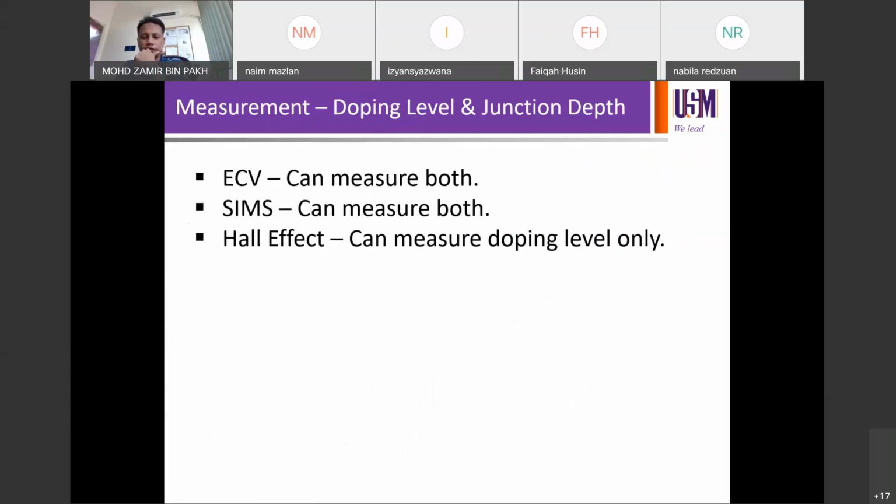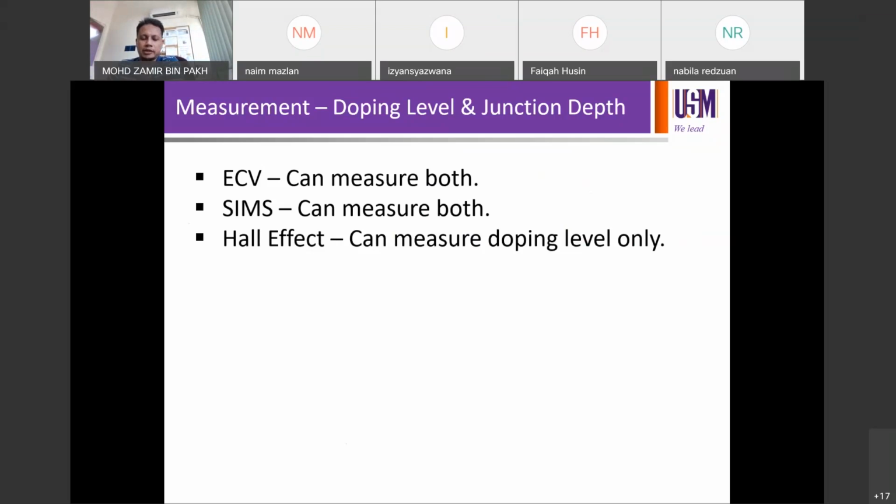When we finish the diffusion process, tadi kita dah discuss on the diffusion process, so now we have done with the process. So what can we do? We need to characterize your silicon wafers, of course. We need to characterize your doping profiles. We need to know how your doping profile looks like, what your junction depth is, and we need to recheck whether the outcomes from the process match whatever you have targeted.